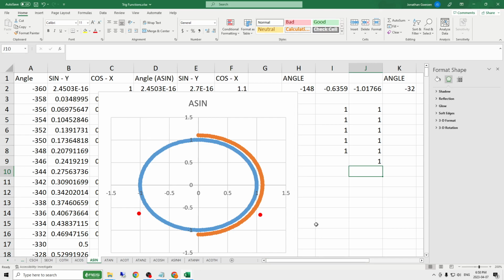For input values, the input to the arcsine function must be between -1 and +1 inclusive.